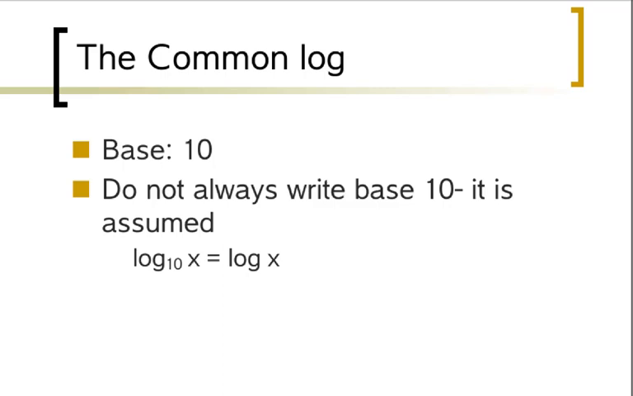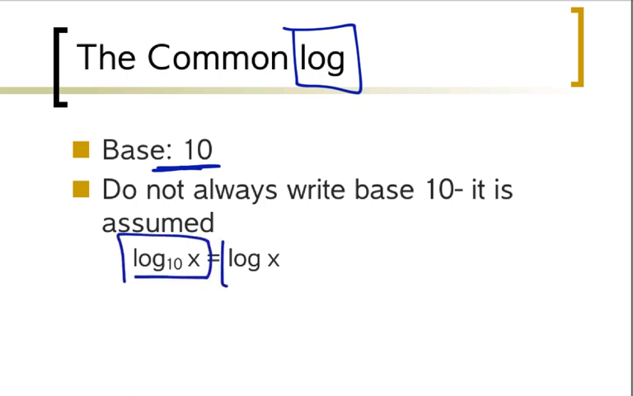Alright class, in this lesson we're going to take a look at the differences between the common log and the natural log. The common log is one that you would see on your calculator if you saw the log button. It's looking at something that's base 10, okay, and you don't always have to write base 10, you just assume that it's there. For example, if you had log base 10 of x, you could just write log of x.